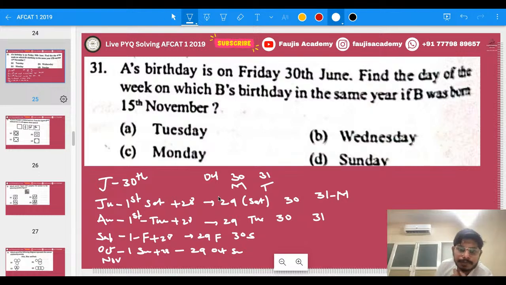Okay. And now, November 1 will be what? Monday, Tuesday, sorry. November 1 will be what? Wednesday, because October 31st was Tuesday. So November 1 will be Wednesday, plus 14, which is the 15th November, which will also be your Wednesday, isn't it?